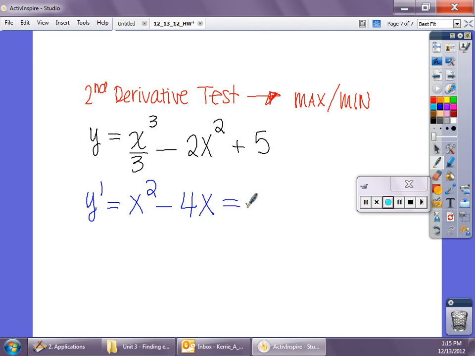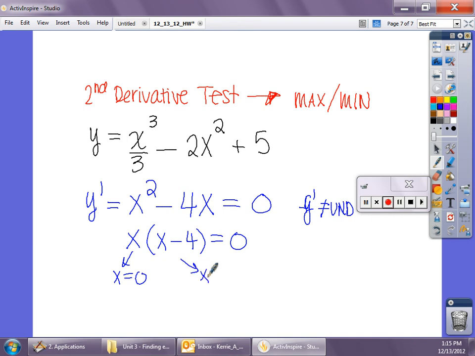I'm going to set that equal to 0, and I get that x times x minus 4 is equal to 0. y prime does not equal undefined, so I don't have to worry about that. And we get x equals 0 and x equal to 4. So the second derivative test says you don't have to make a sign chart. Instead, what you do is you find the second derivative. The second derivative, I'll put it over to the right, is equal to 2x minus 4.